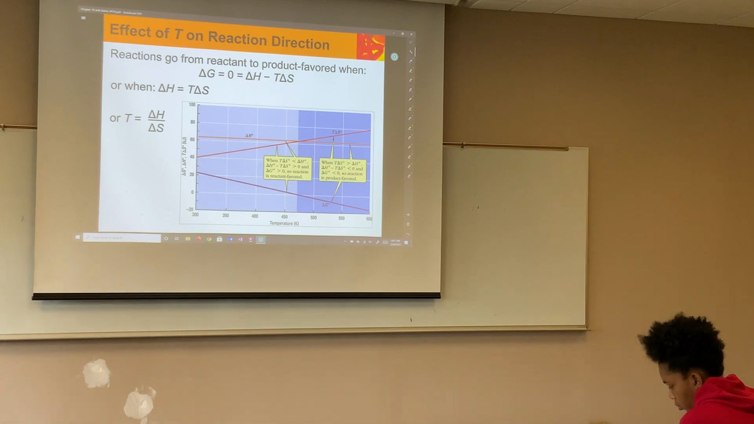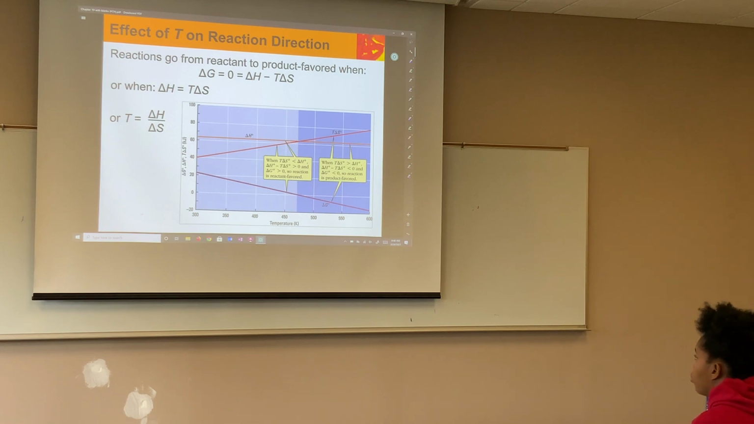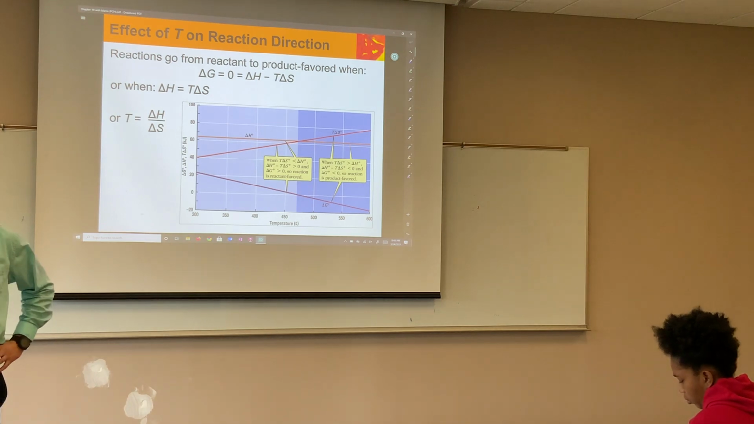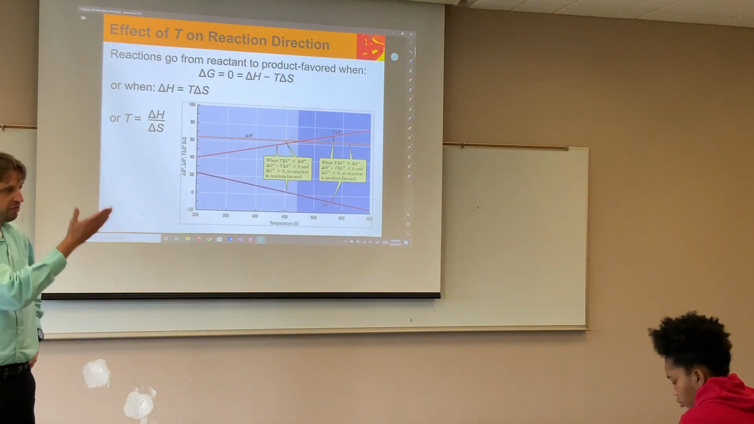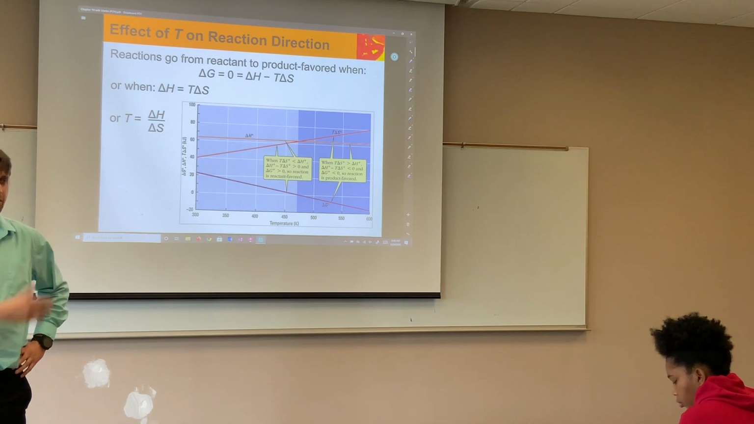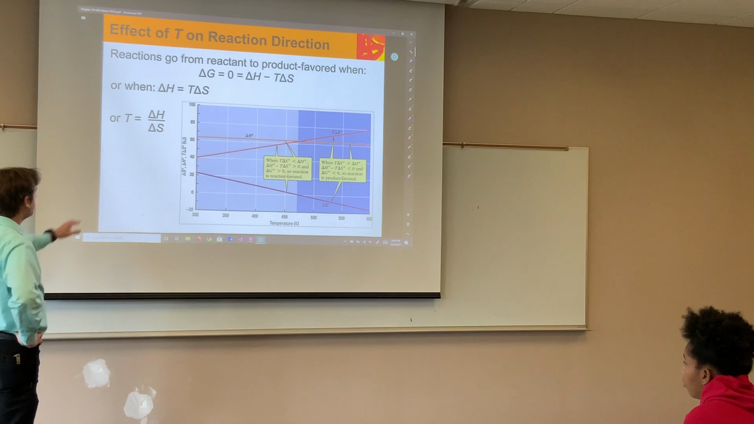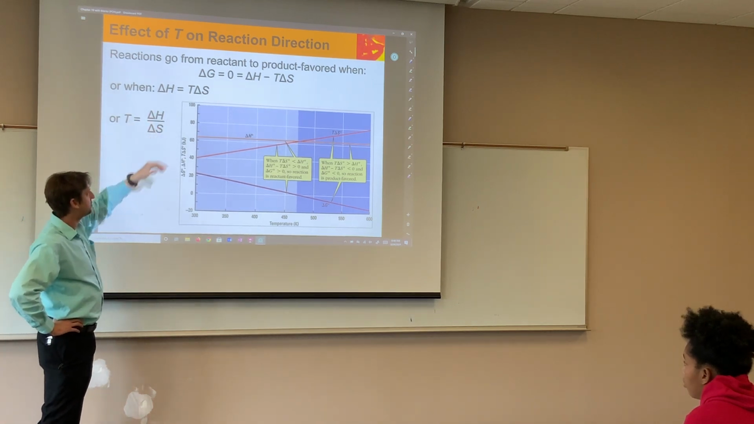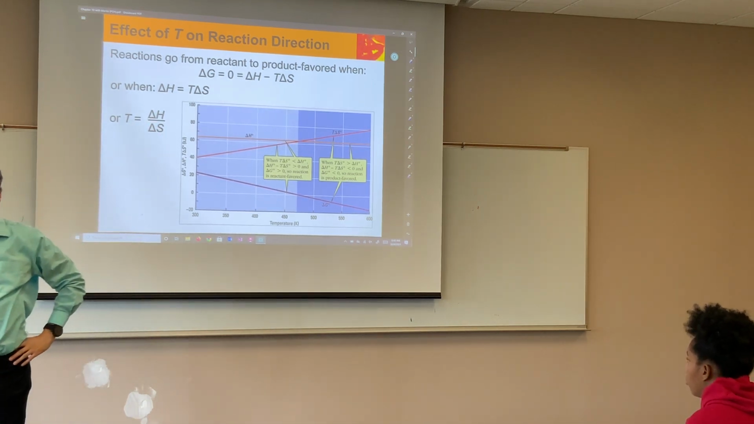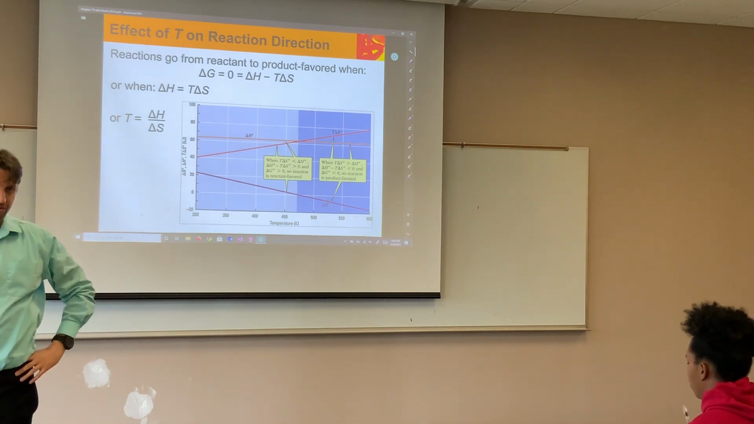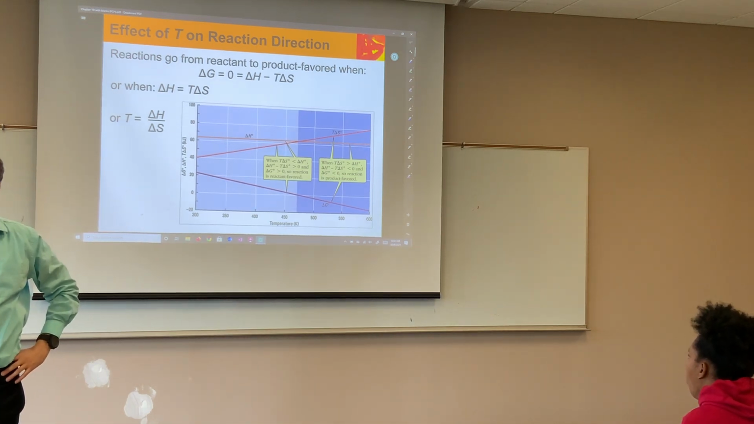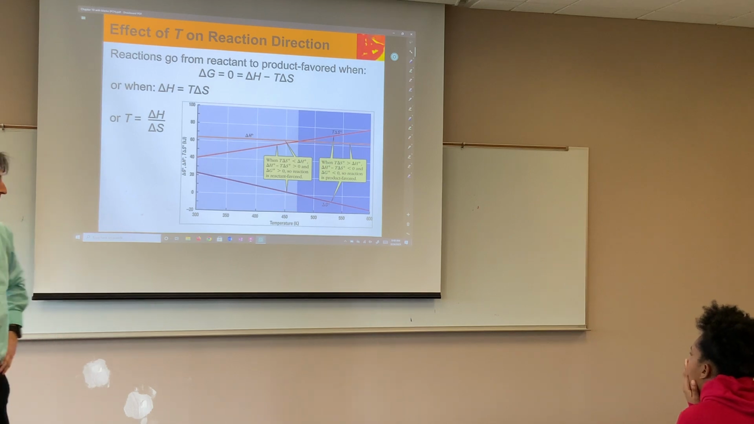Okay, so then the question becomes, reactions go from reactant to product favored when delta G is equal to 0, which is equal to delta H minus T delta S. In other words, when can we shift from product favored to reactant favored? At what temperature does that happen? Essentially, to answer that, T is equal to delta H over delta S. That's going to tell us the temperature where the G value goes from positive to negative.